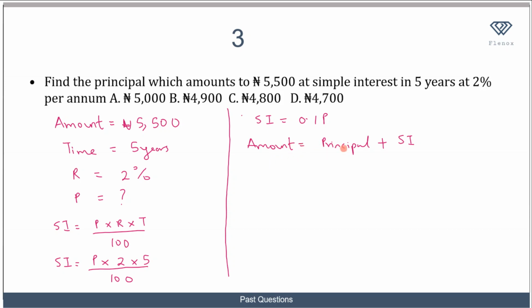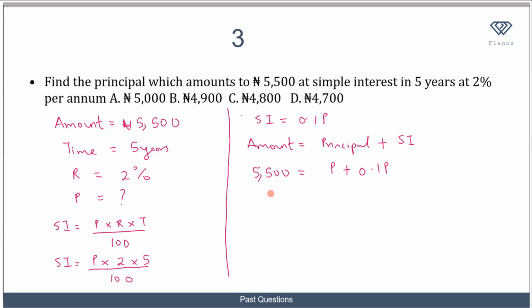Now, I don't know the amount, I don't know the simple interest, but I know the simple interest in terms of the principal as 0.1p. So I can substitute it here to find the value of p. What do I mean? The amount has been given to be 5,500 and I'm told it is equal to the principal, which is p, plus the simple interest, which I have calculated to be 0.1p.